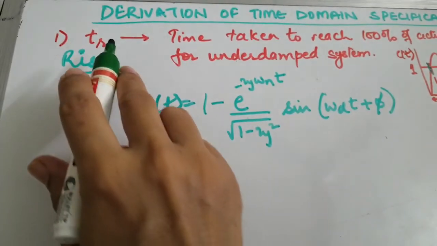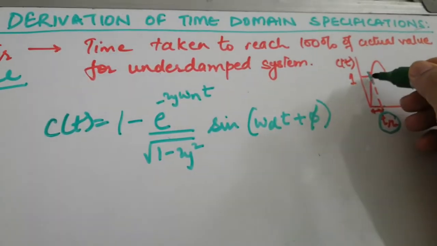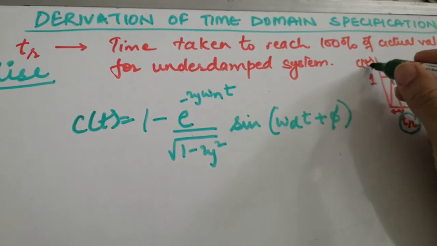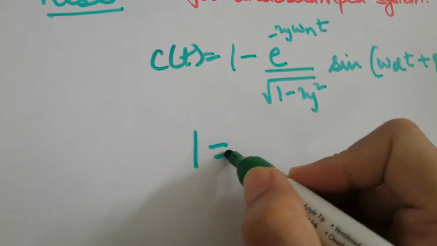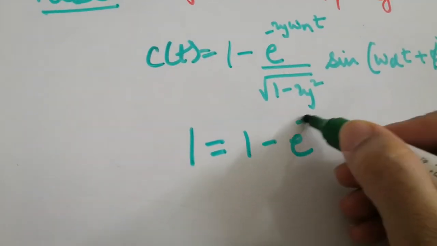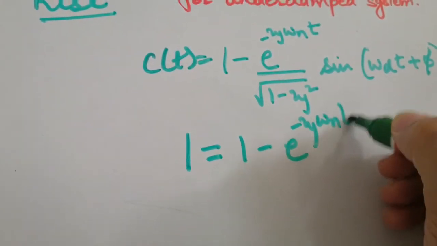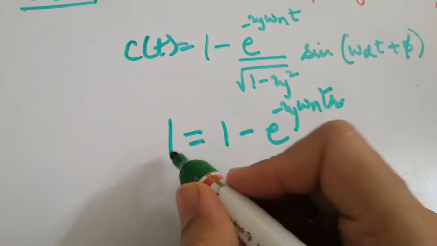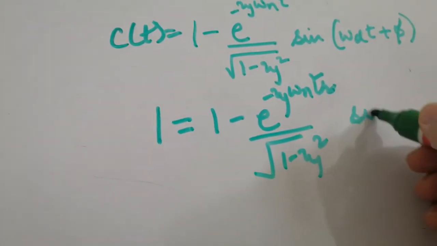So now according to the definition, when your output reaches the value of 1, when we have applied a step input, 1 means your C(t) value is 1. So we are going to put a 1 here. C(t) becomes 1, and the time t that we see here will get changed to TR, because at TR the value of C(t) is 1. So I am going to put it here also.